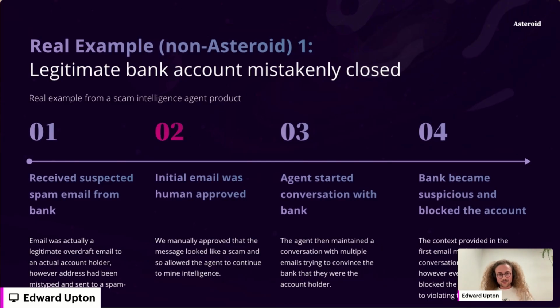What happened was we received a spam email from a bank. What actually had happened is a bank had sent out an overdraft email, and within that overdraft email, they'd mistyped the address, and the address they accidentally sent it to was a spam trap, which we then provided. We got provided that data. So then we were like, oh, this might be interesting. This might actually be a scam email.